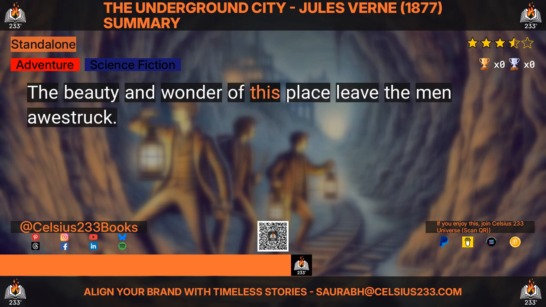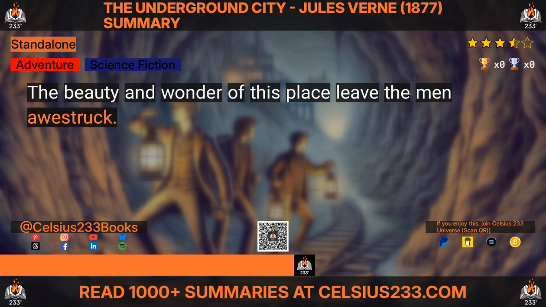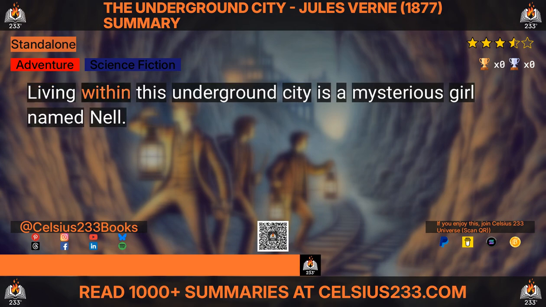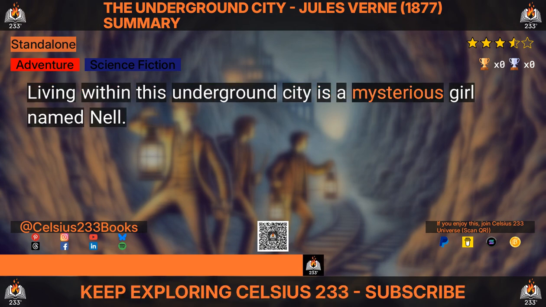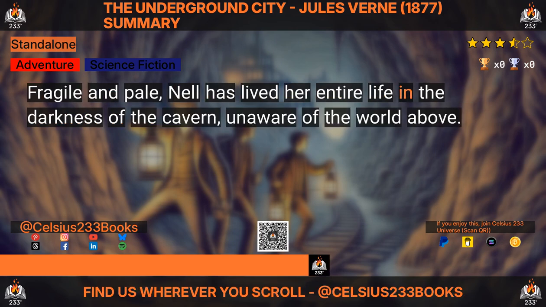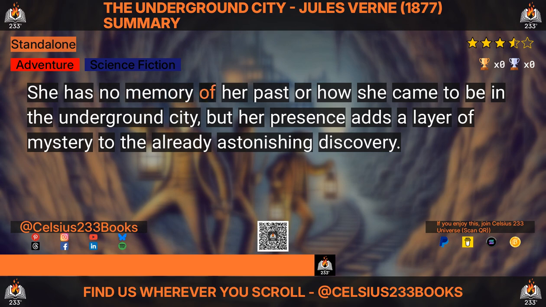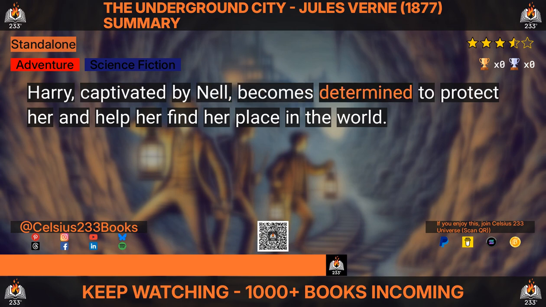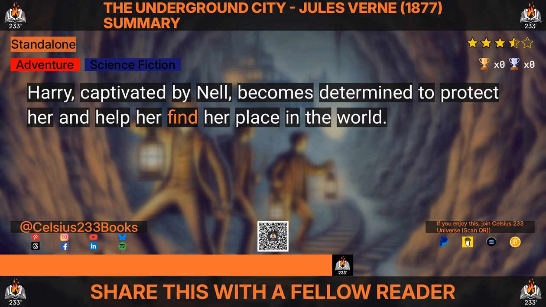The beauty and wonder of this place leave the men awestruck, but as they explore further, they discover that they are not alone. Living within this underground city is a mysterious girl named Nell. Fragile and pale, Nell has lived her entire life in the darkness of the cavern, unaware of the world above. She has no memory of her past or how she came to be in the underground city, but her presence adds a layer of mystery to the already astonishing discovery. Harry, captivated by Nell, becomes determined to protect her and help her find her place in the world.